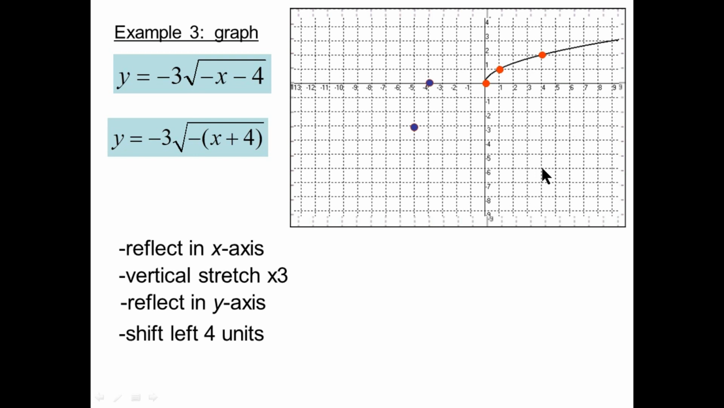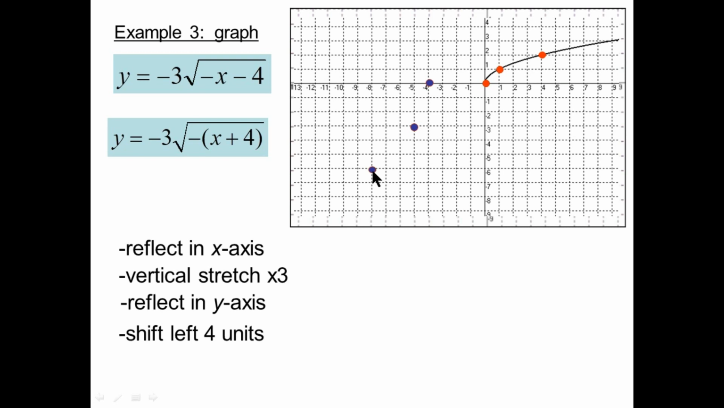Reflect across that y-axis. Now this is 4 to the right of the y, so we got to go 1, 2, 3, 4 to the left of the y-axis. And then from here, with my eyes on the list, it says shift left 4. So 1, 2, 3, 4, and put a point there.